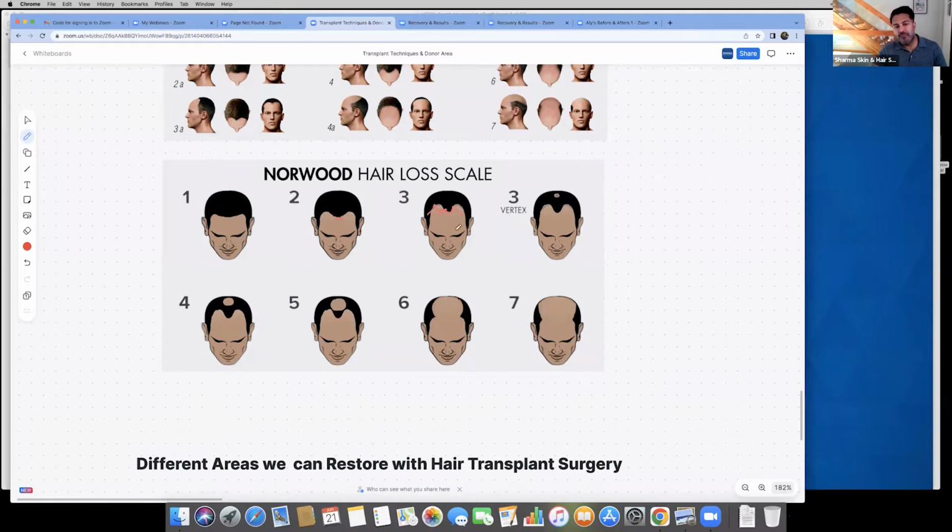Typically, a lot of men will present somewhere around these 2 areas, but also here. So the majority of cases that we see fall somewhere into these areas here. Now, with 3 and 4, what's happened here is the crown or the vertex also starts to become involved.